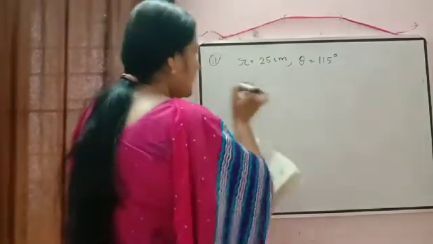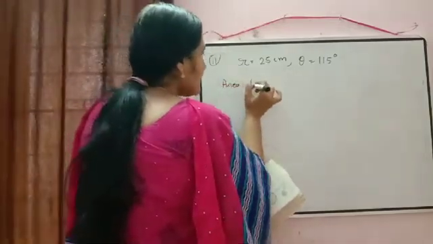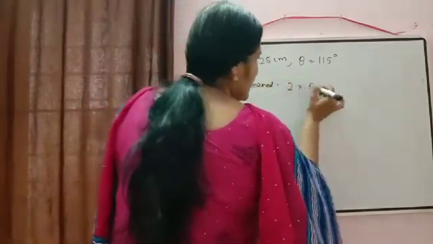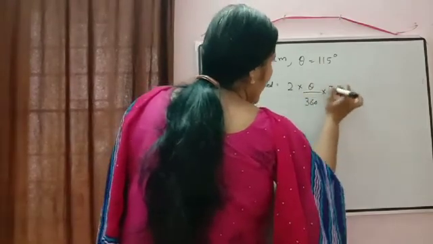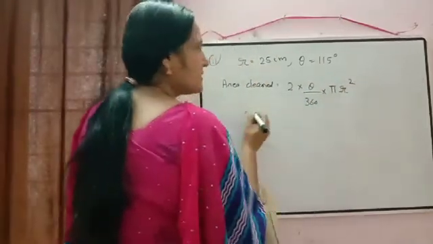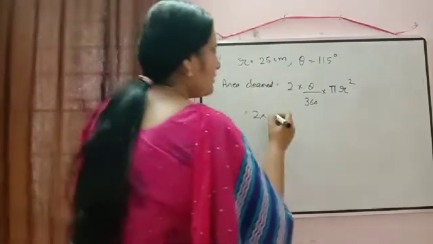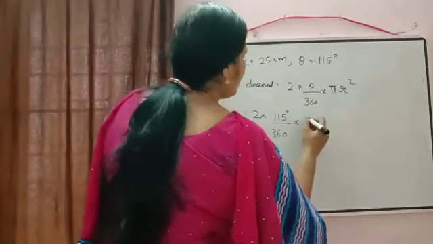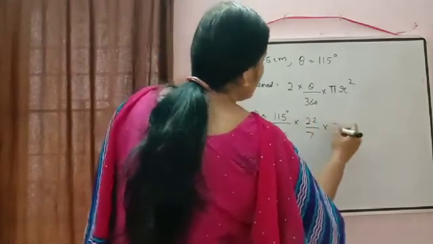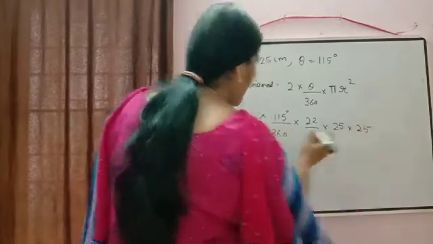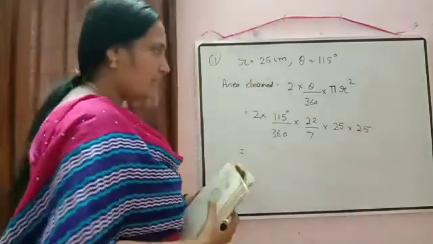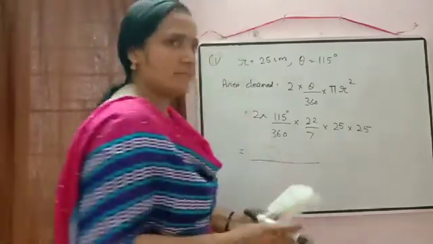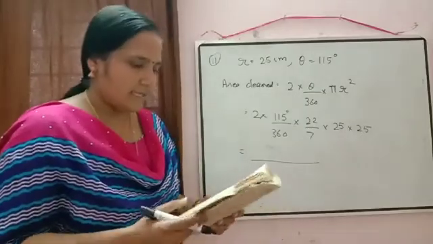So just write down there, area cleaned is equal to 2 into theta by 360 into pi r square. Now just to substitute the value, 2 into, our value of theta is 115 degree by 360 degree into pi, 22 by 7, into radius is 25 into 25. Now just to do the cancellation and check what will be the answer there. So I hope remaining calculation you can do by yourself. Okay. Now check the next question.